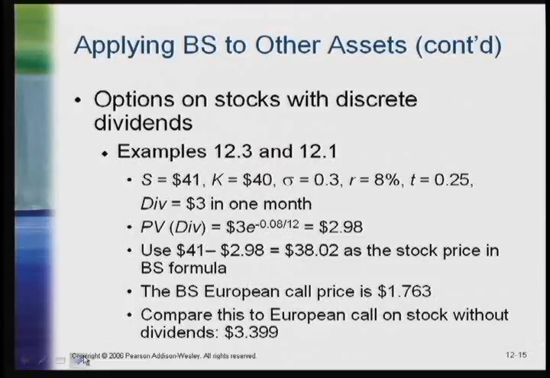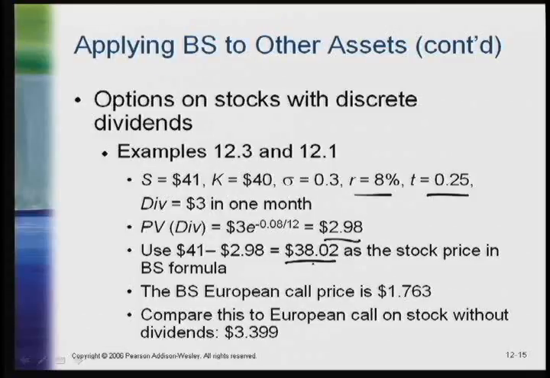Here's an example where I have a stock with a price of 41 and a strike of 40, 30% vol, 8% risk-free rate, and a 3-month, or quarter-year, term. And let's assume that I have a $3 dividend in 1 month. So the present value of dividends is about $2.98, and so the prepaid forward value is equal to $38.02.